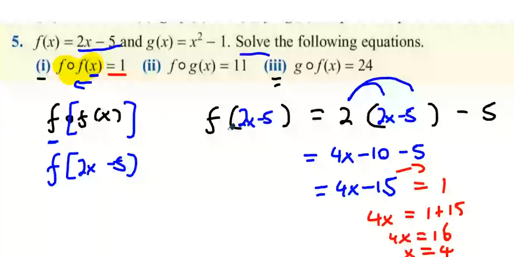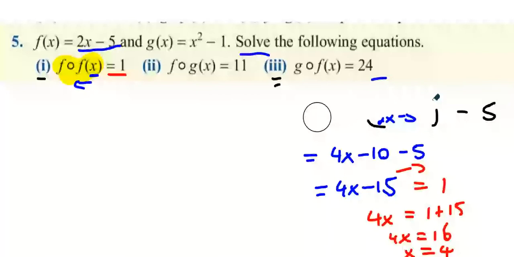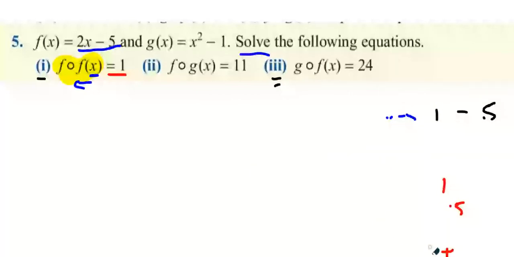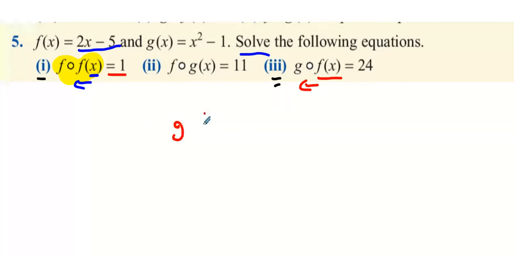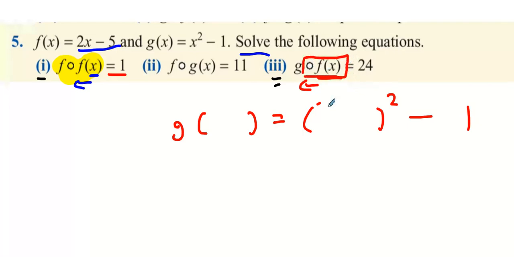Next part, guys, is we're going to do part 3, which is g after f of x. Once again, in this g after f of x region, you're working left to right. So we're going to do f of x first. First of all, I'm going to write down what g blank is. g blank is blank squared minus 1. Now, what's beside the g? Beside the g is f of x, and we know that f of x is 2x minus 5. So we put in the 2x minus 5 here and the 2x minus 5 here.